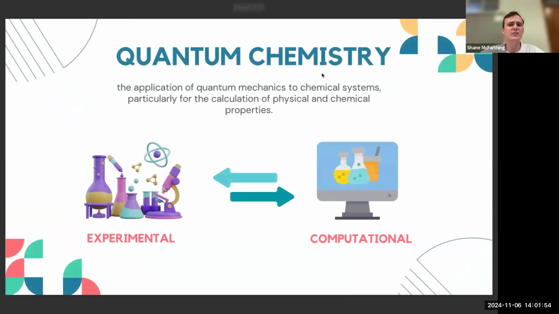Just to start off by laying the context, quantum chemistry is the application of quantum mechanics to chemical systems. We particularly do this for the calculation of some physical and chemical properties. Historically, these types of investigations into properties of chemical systems have been done in a laboratory setting. But this can be quite costly and also time consuming, even though it is necessary in order to validate some theoretical results and some models.